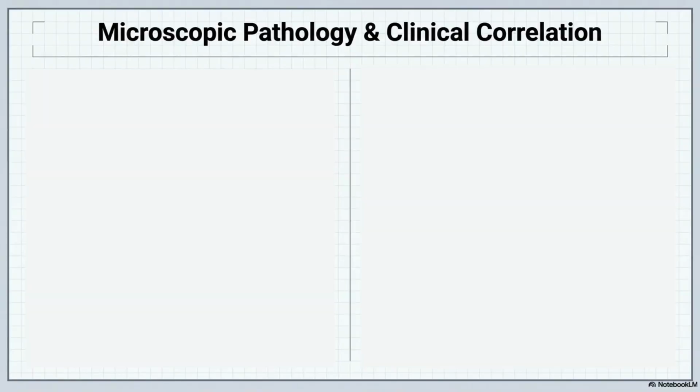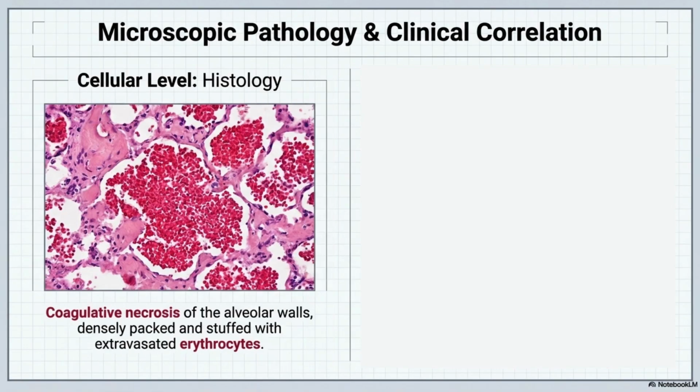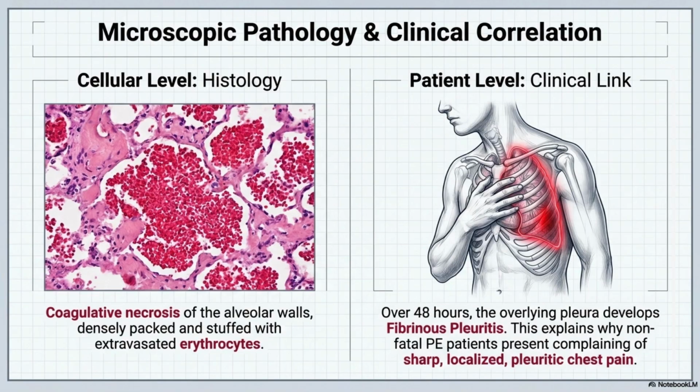Let's look at the microscopic pathology and clinical correlation of that red wedge. At the cellular level, the histology reveals coagulative necrosis of the alveolar walls, which are densely packed and stuffed with extravasated erythrocytes. Moving to the patient level, the clinical link is that over 48 hours, the overlying pleura develops fibrinous pleuritis. This explains why non-fatal PE patients present complaining of sharp localized pleuritic chest pain.